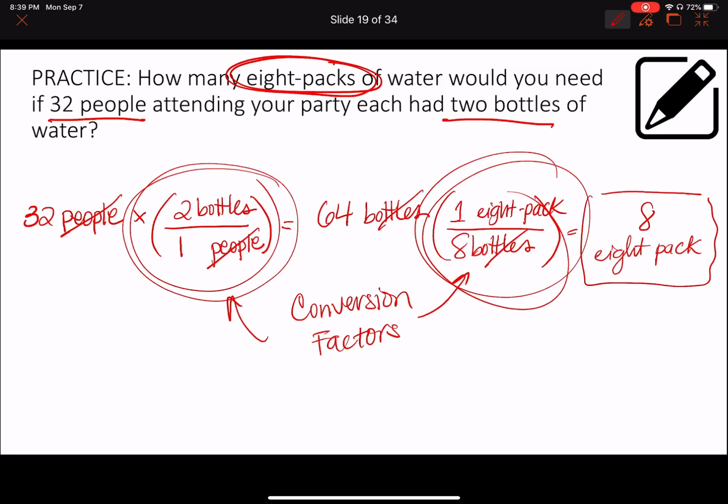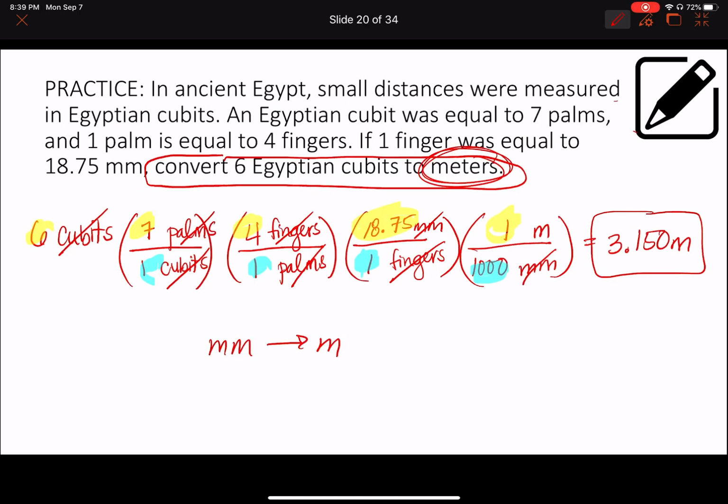But if it's different things like Egyptian cubits, or later on we're going to talk about atoms and mass and stuff like that, those will be given to you. You just need to make sure you know how to format it correctly. So this one takes a lot of practice. So watch it again if you need to, and then there will be practice problems for you to practice in just a little bit.